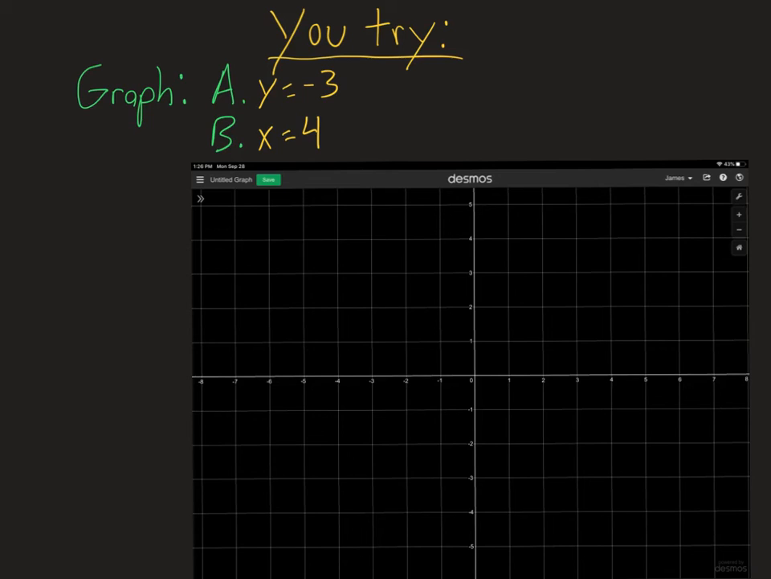You guys try it. There's a couple of special case lines for you to graph. Go.